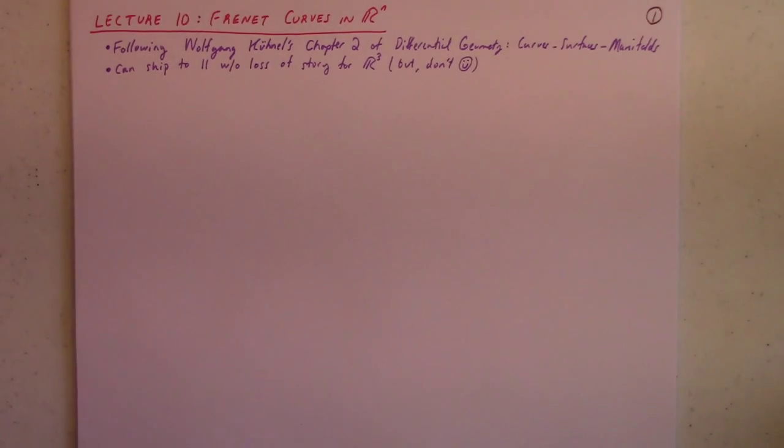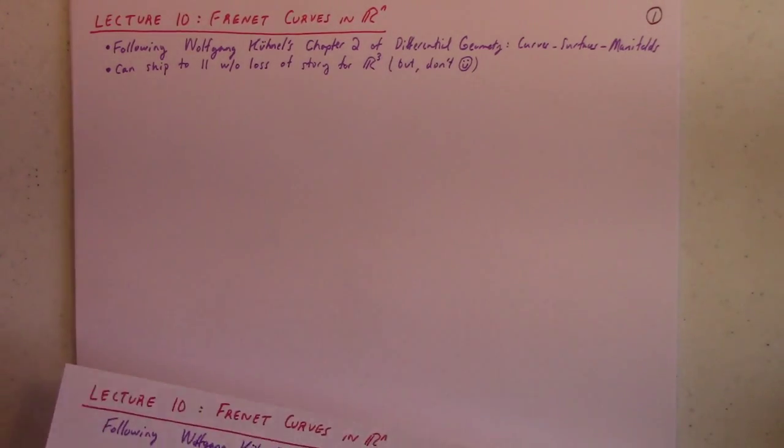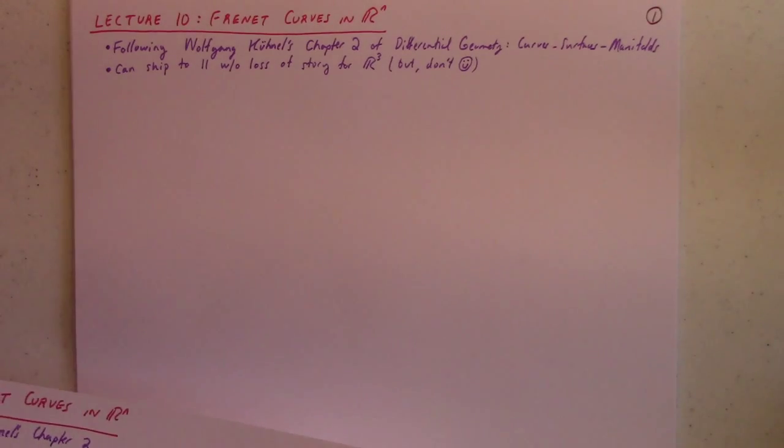All right, so this begins lecture 10 on Frenet curves in Rn. Roughly speaking, we're following Wolfgang Kuhnel's chapter 2 of Differential Geometry, Curves, Surfaces, and Manifolds. A delightful book. Okay, fine, you could skip to lecture 11 without much of a loss of story for R3, but I hope you won't, because I think it's an informative experience to see a little bit about the theory of curves in Rn.